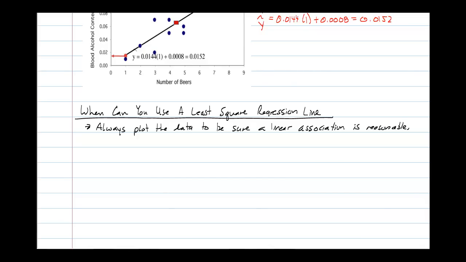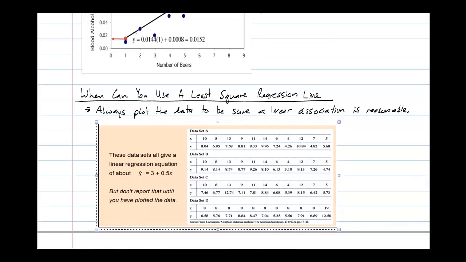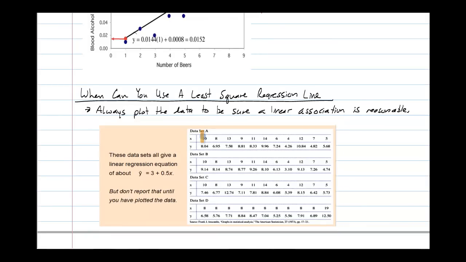So let's go ahead and look at some data sets and some graphs where I can look to see if that linear assumption is being met. I'm going to be looking at 4 graphs from 4 different data sets. So here we have data set A, data set B, C, and D.